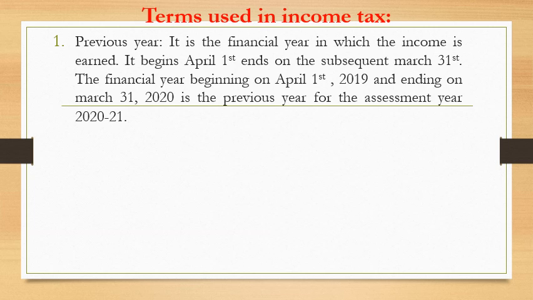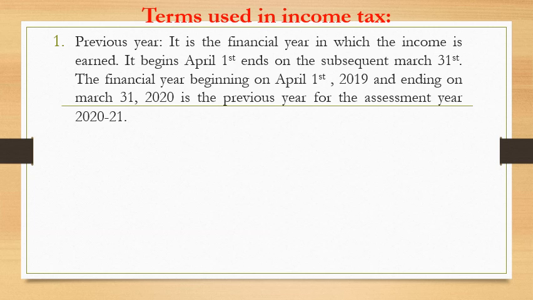Various terms used in income tax. Normally we use the term previous year. Normally a financial year starts from April 1st and ends on March 31st of the next year. There has been a great debate over making it January 1st to December 31st, that is, merging the financial year with the calendar year. But still, it has not yet been approved.